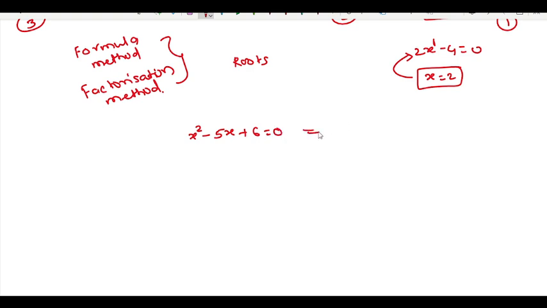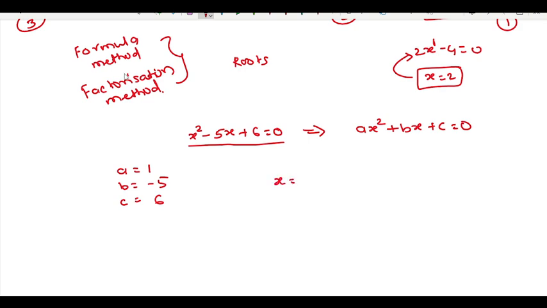Now compare this with the standard quadratic equation. What is the general form of a quadratic equation? ax square plus bx plus c is equal to 0. Now compare this and write the values of a, b and c. So what are the values of a, b, c? a is 1, b is minus 5, c is 6. Now how to find the value of x using the formula method? The formula is minus b plus or minus square root of b square minus 4ac, upon 2a.